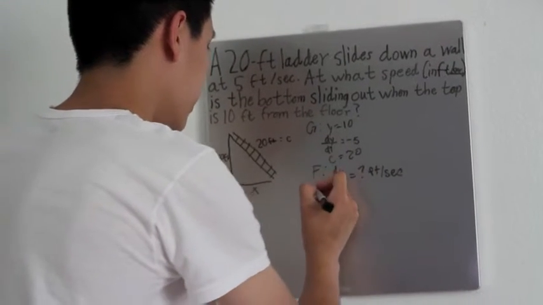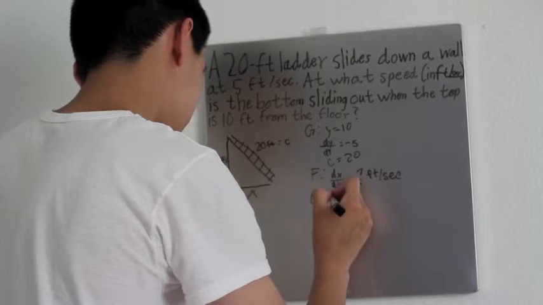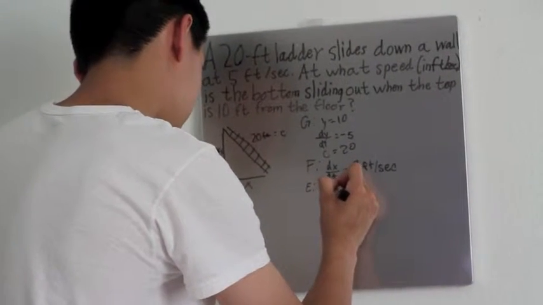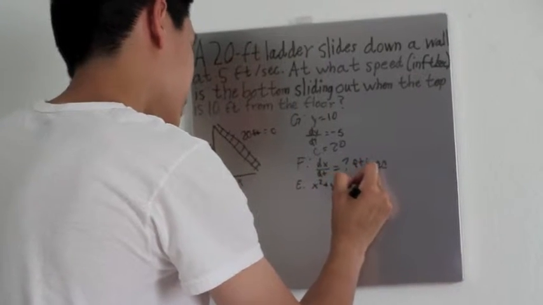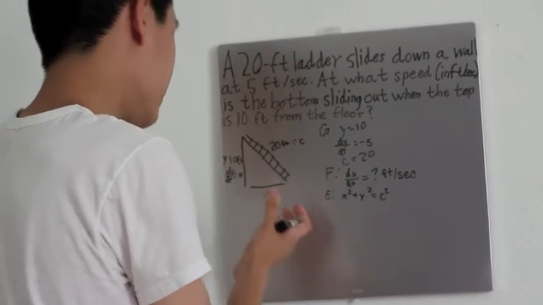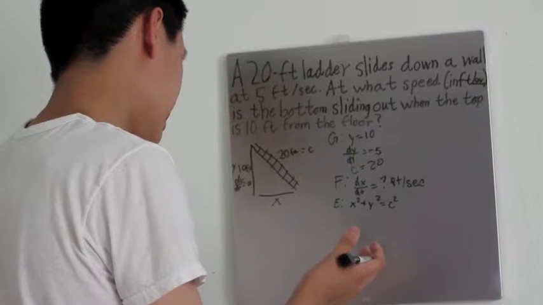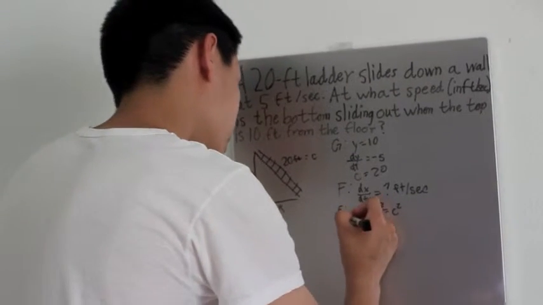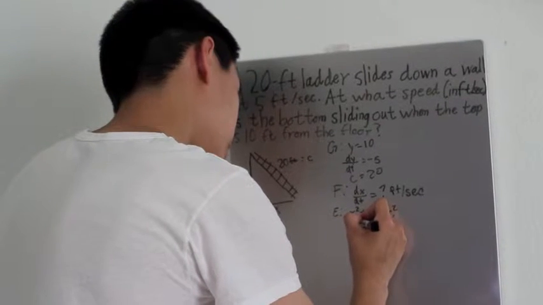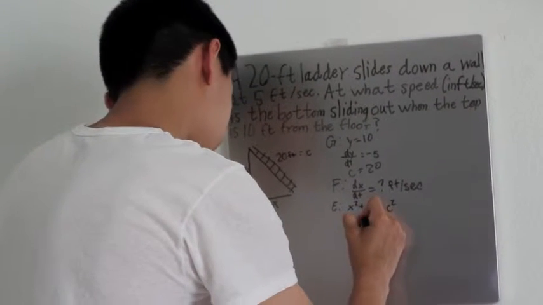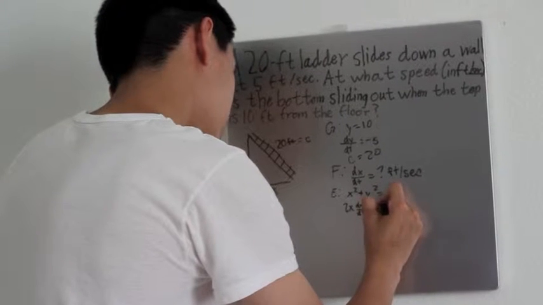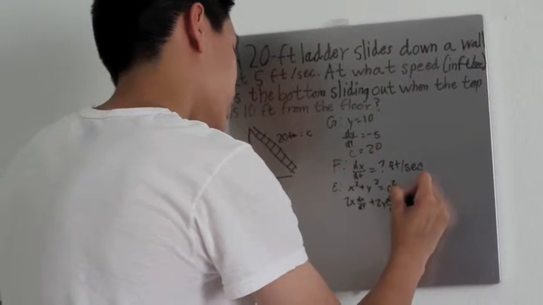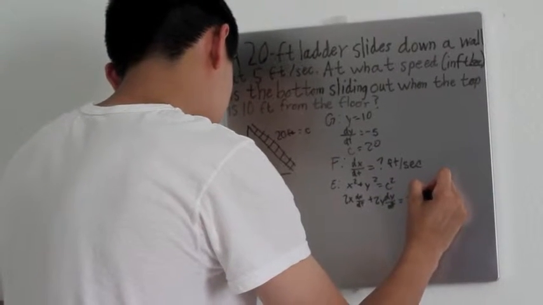And now we write down the equations we will be using. And the first one is x squared plus y squared equals c squared because it's a triangle. And then we derive this problem and we'll get our second equation. 2x dx dt plus 2y dy dt equals 2c dc dt.